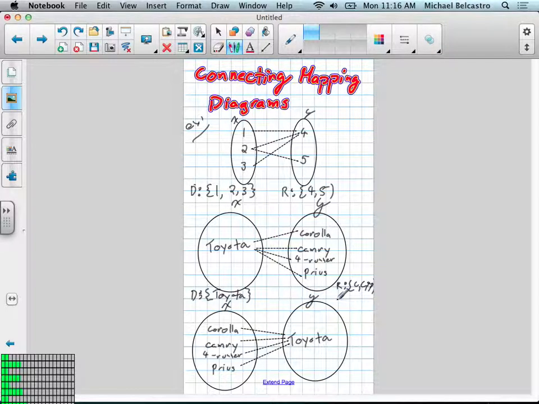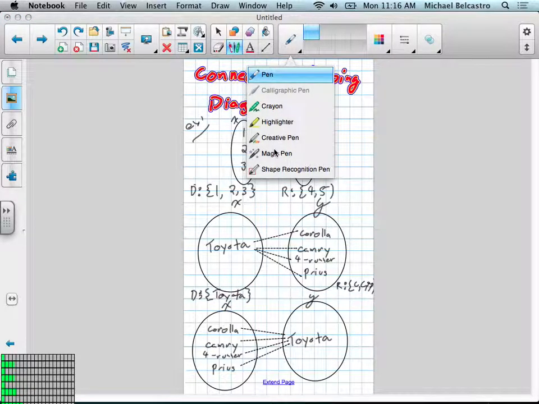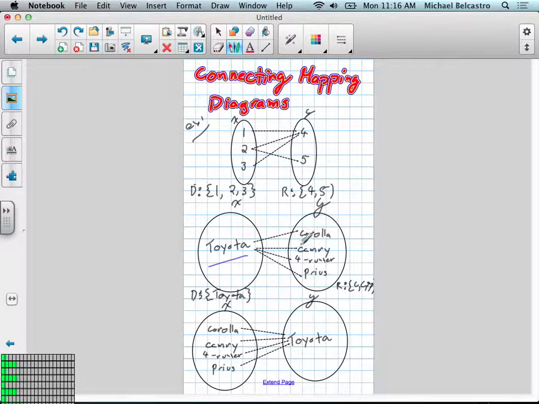Now, this is what's important. Would this be a function? No. Why not? Because Toyota is sharing the value of Corolla, Camry, 4Runner, Prius. So in other words, this can't be a function because our x value has many different y values. When looking at a mapping diagram, I know I called it oval before, I couldn't remember the name. It's called a mapping diagram. This would not be a function.